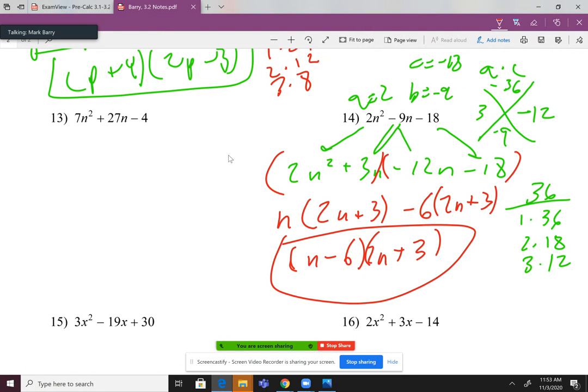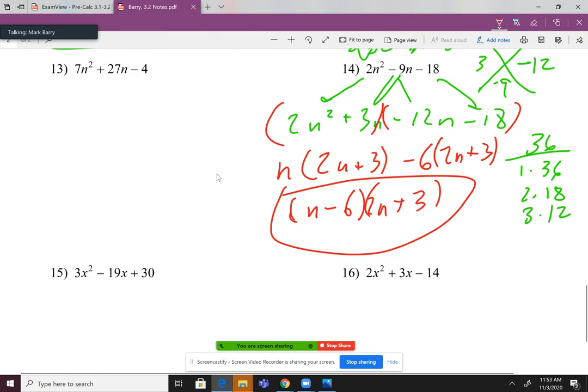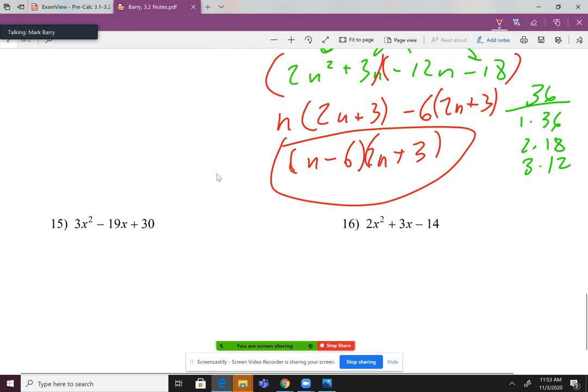All right, now one more. Now our really last one. We'll do number 15, and then we'll do our puzzle piece. So number 15, our A times C is going to be 90. And our B is going to be negative 19.